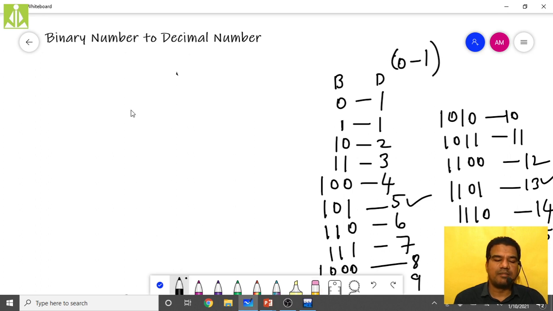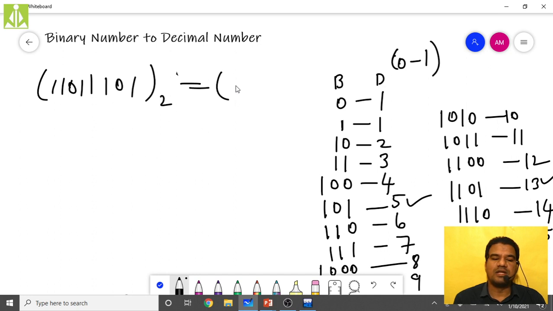So I'm taking 11011101. This is in binary, and I want the decimal equivalent. This is positions 0 1 2 3 4 5 6 7, so 2 power 7 is going to be a huge value, but no issues, we'll do it. What will be the decimal equivalent?